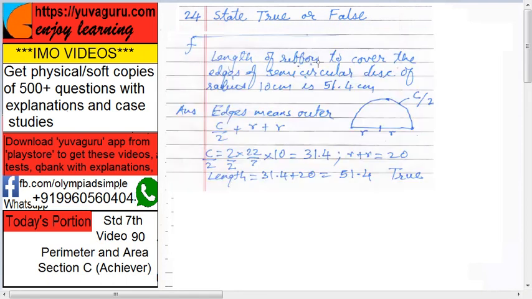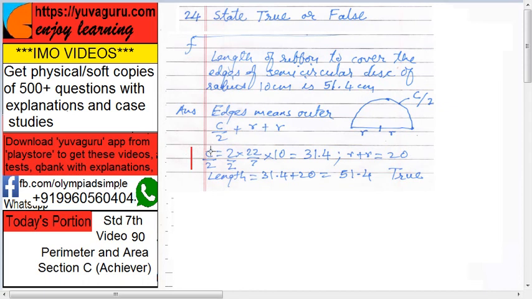Length of the ribbon to cover the edges of a semicircular disc of radius 10 centimeter is 51.4 centimeter. See here, edges means what? This is the circumference of the semicircle, not the full circle, plus this radius 2 times. So c by 2 plus 2r is what is required. So find c by 2 first. What is c? C is 2 pi r. So c by 2 is 2 upon 2 into pi r. So it is 31.4. R plus r is 20. So length equals 31.4 plus 20, 51.4. That is what is given. So true.